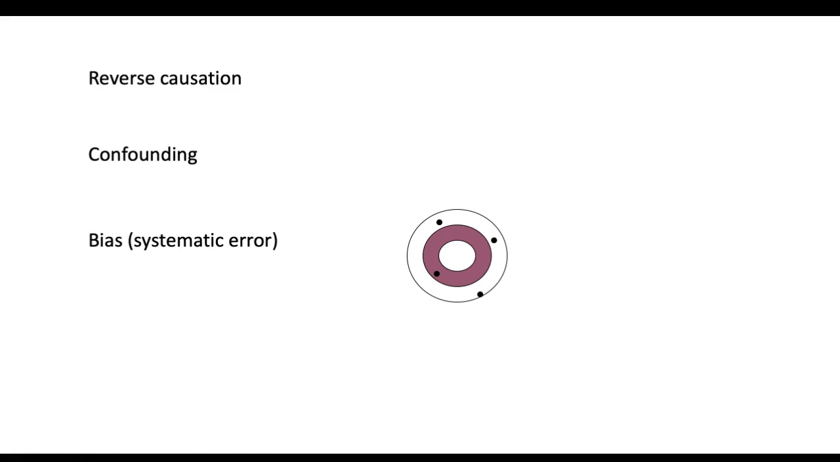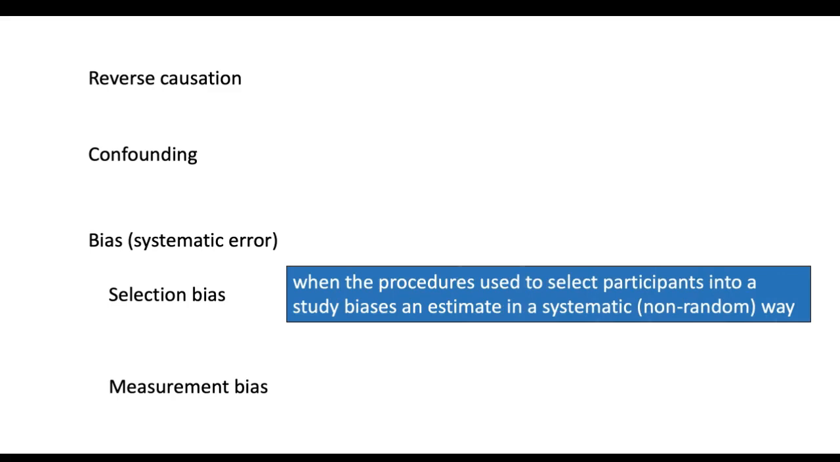There are two different kinds of systematic error: selection bias and measurement bias. Selection bias is when the procedures used to select participants into a study bias an estimate in a systematic or non-random way.